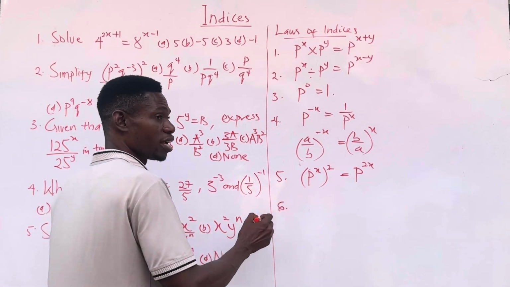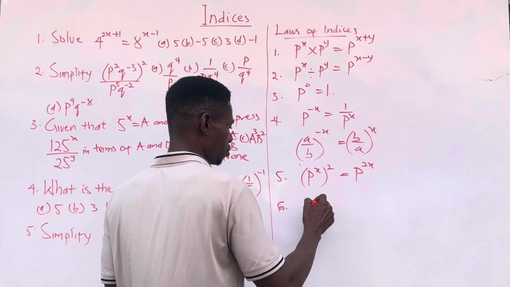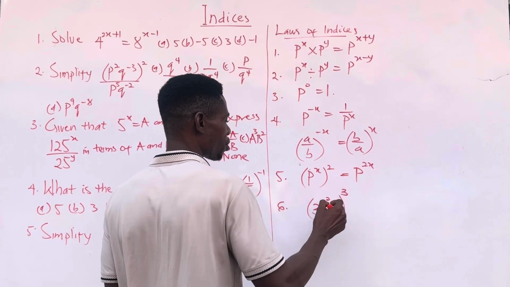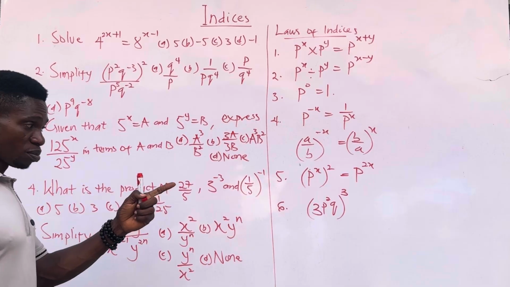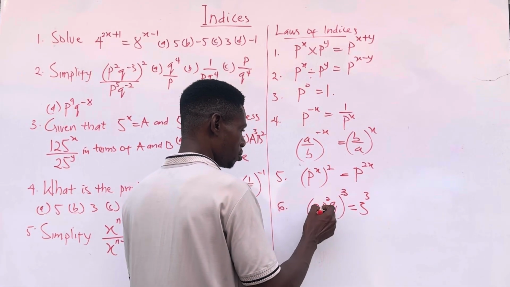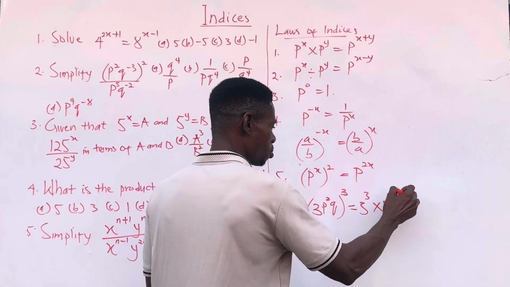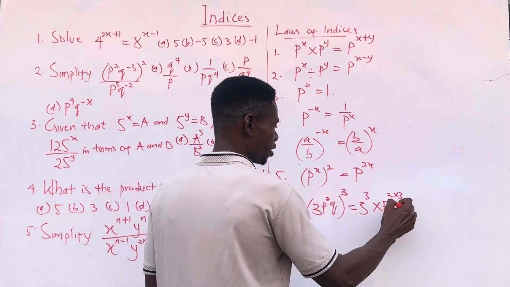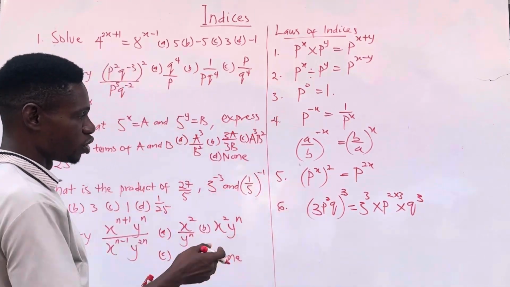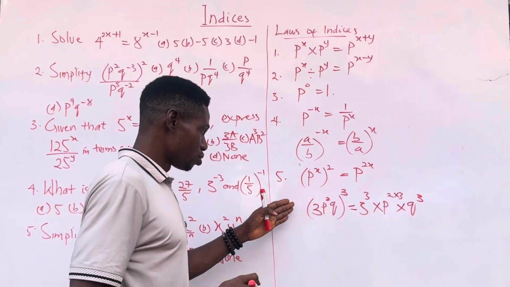Now the sixth law says, let's say you have 3p square q, all raised to power 3, a product with power. Now we resolve it this way. We have 3 cubed, that's 3 we share from this, times p that is already having 2. You multiply that 2 by the 3, the external power, then multiply by q cubed. So you can resolve it this way. 3 cubed is 27 and so on. So the sixth law allows you to do this.